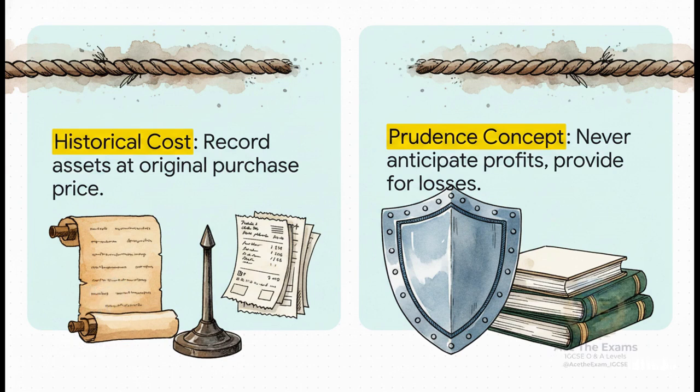Now here's where it gets really interesting. During an asset's disposal, there's this massive tension, like a giant tug-of-war, between two fundamental accounting concepts. On the left side, you've got the historical cost principle, which dictates we record assets at their original purchase price, right? But on the other side, pulling just as hard, is the prudence concept. This dictates we absolutely never anticipate profits and we always provide for losses. So if you just ignore potential losses during a disposal, say an asset loses value way faster than you anticipated, you are violating the prudence concept. You're basically overstating your profits, and I promise you, I will heavily penalize you for that.